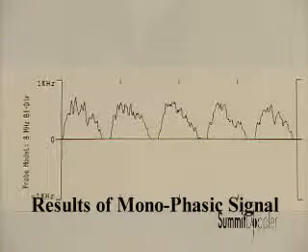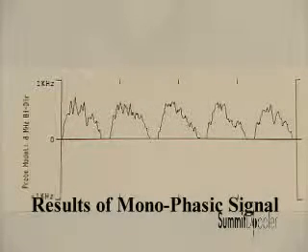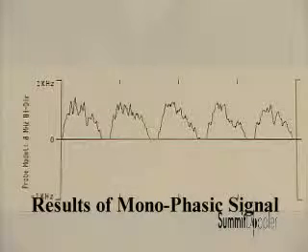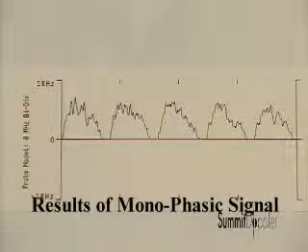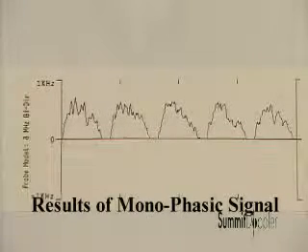Waveforms from patients with disease will be diminished. Notice the waveform height is less than 1 kilohertz. With moderate to severe disease, the signal will become monophasic. There is no diastolic component.